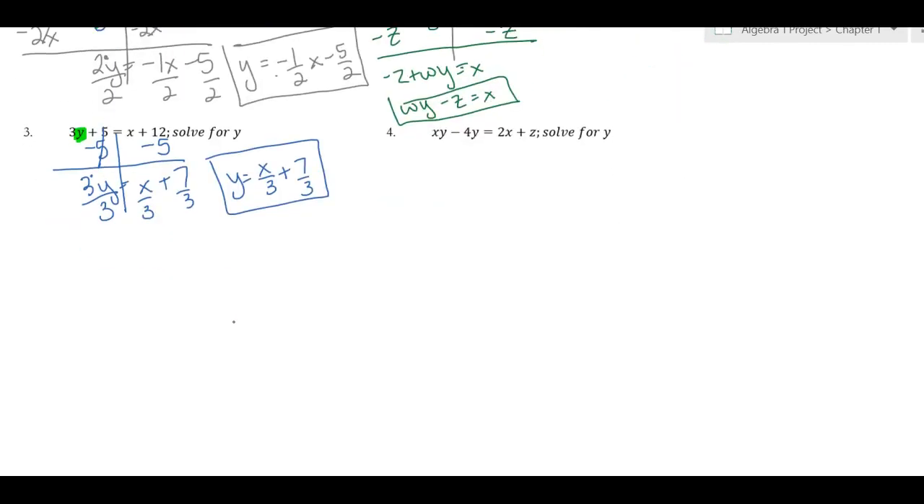All right, let's look at the last problem. If you guys want to try number 4, same process as what we just did, and when you think you're ready, or if you want to check your progress, go ahead and press play.